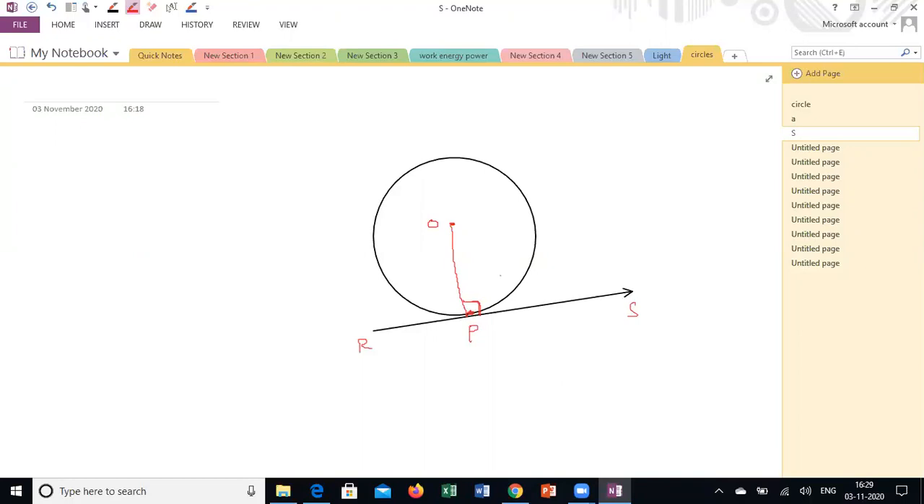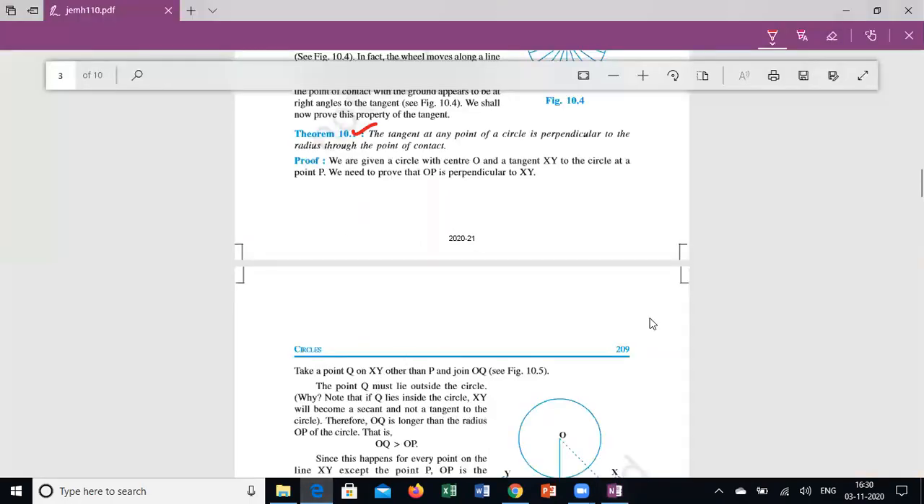But the condition is about the radius line. Which radius line do you have to take? The respective radius line which is joining the center and the point of contact of the tangent. You take here, and here if I join to the point of contact, this is perpendicular. There is no much mathematical proof here. It's a simple proof.